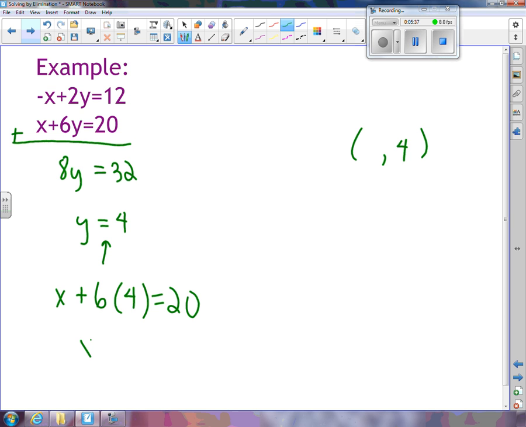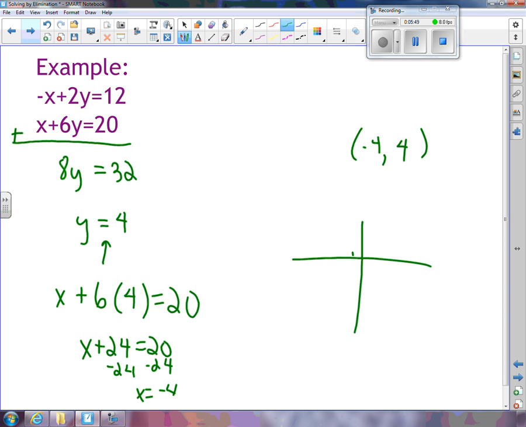So now I know that x plus 24 is 20. If I subtract 24 from both sides, I know that x is negative 4. So now I know that negative 4 is the point where these two lines intersect. I don't need to graph them. Whatever the graph looks like is not really that important. You know the point of intersection at this point.